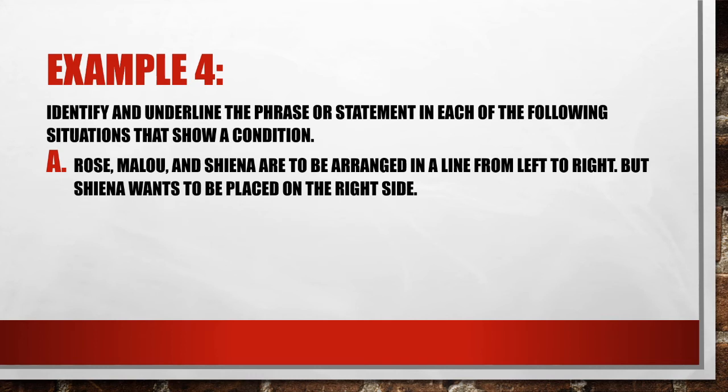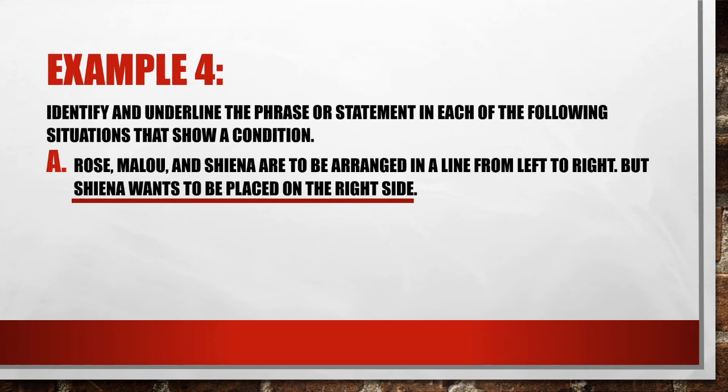Okay, so in letter A, ito yung nagpapakita ng condition dito, class. Itong sentence na ito or statement na ito or phrase. Sheena wants to be placed on the right side. Okay, so sometimes problems in permutation involve conditions. So for example, in certain situation, an element must be placed in a certain position. So like in situation A, the statement Sheena wants to be placed on the right side. Okay, so that shows condition.